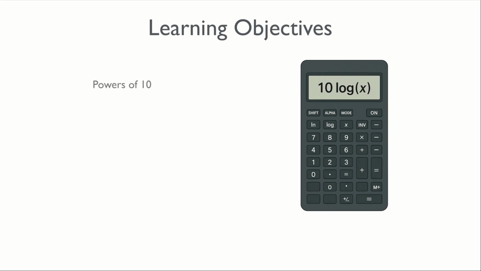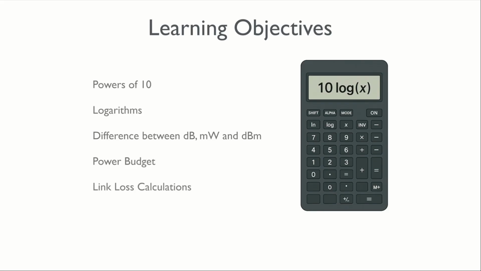First, we will talk about powers of 10 and logarithms and how they relate to one another. We will understand the differences between dB, milliwatt, and dBm. And finally, identify the definition of power budget and how fiber math is used to calculate link loss.